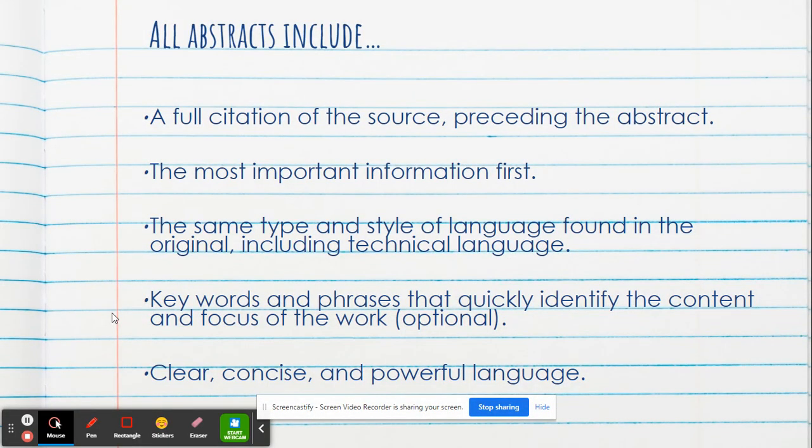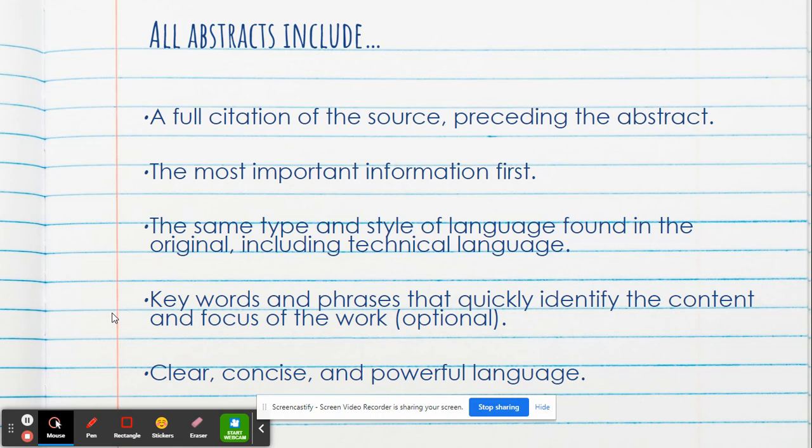All abstracts should include a full citation of the source preceding the abstract. The most important information always comes first. It should use the same type of style and language found in the original, including technical language. You do not want a hyper-stylized paper full of scientific terms, for example, and then have your abstract be in layman's terms. You want them to match and be indicative of what your reader would be dealing with if reading the entire article. You might identify keywords and phrases that quickly identify the content and the focus of the work.